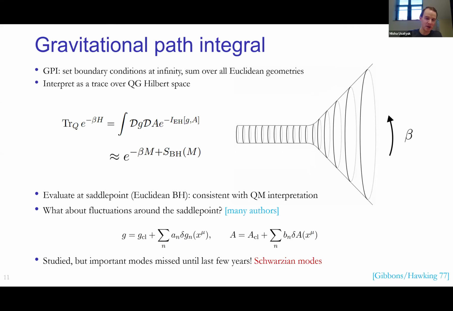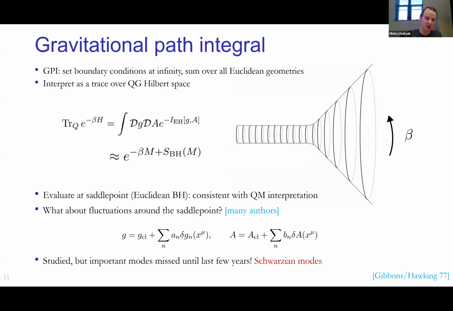Good. But you could ask, could we do something a little bit better? So here we've just done a saddle point analysis, but can we evaluate fluctuations around the saddle point? And you can do that. And the way you practically do that is you write your metric G as this classical solution, plus you add on top of that classical solution quantum metric fluctuations. So you sum over modes labeled by some index n.